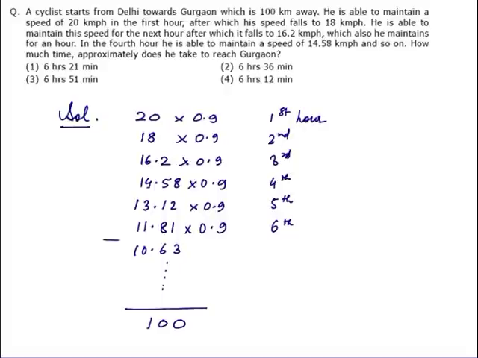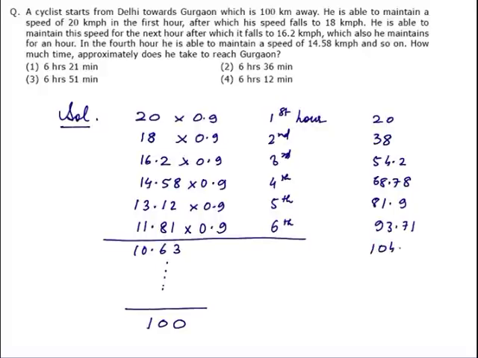At the end of the sixth hour, the cumulative distances traveled, you can make a table on this side also. You can add up here. This will be 20 plus 18, that would be 38. So I add this further, I'll get 54.2. I add this, I get 68.78, 81.9, 93.71. And here, bingo, we have crossed this. So it is obvious that Gurgaon was reached in the middle somewhere here.